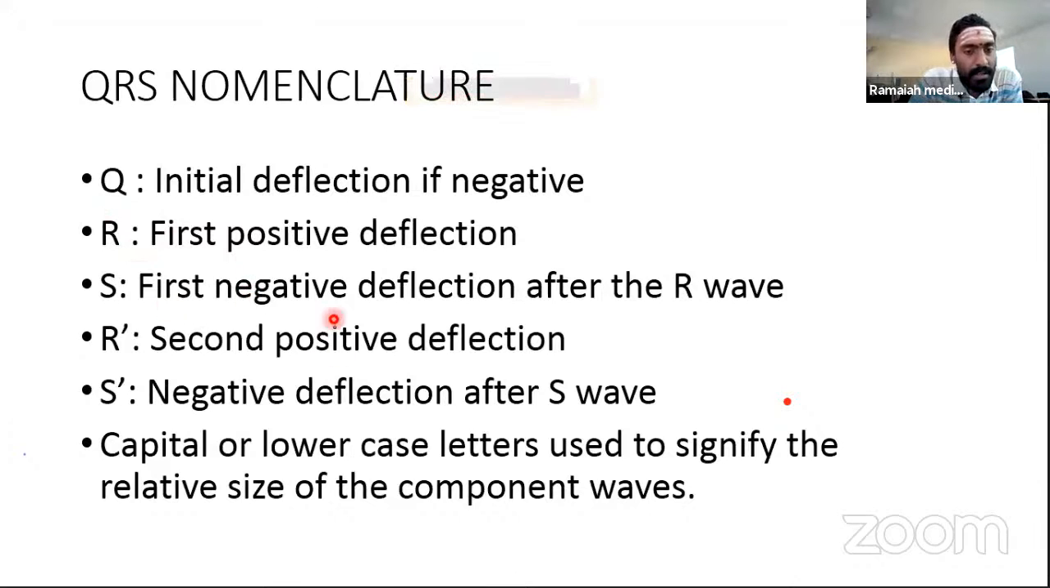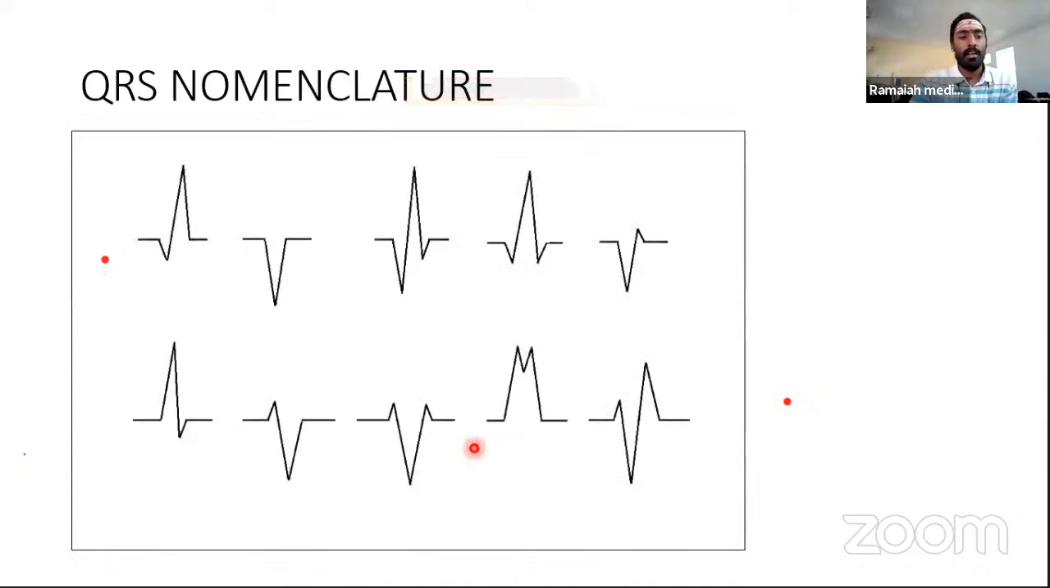And if there is another deflection after this R wave, which is positive, it's called the R prime or R dash. And if there is a negative deflection after this first negative deflection, it is called the S prime or S dash. Many times you will see RSR dash, and some letters will be written in small letters and some in capital letters. That is because of the relative amplitude. So we'll understand this.